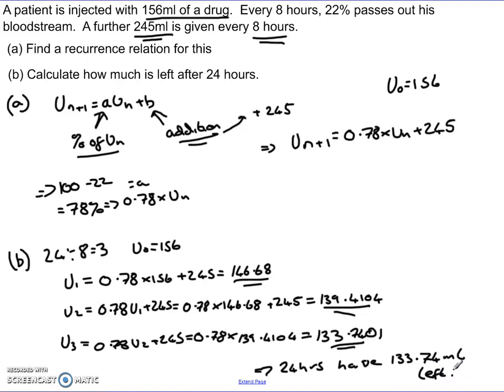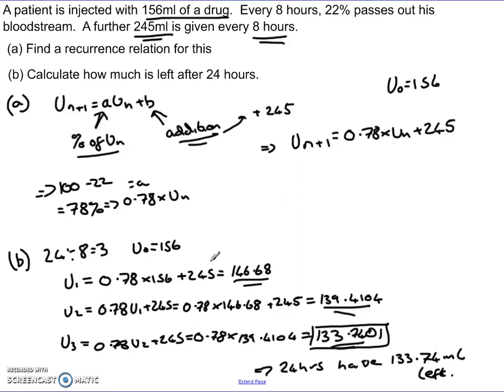We have to make sure we interpret it. We have to put it back into context. There's no point in just leaving it as u3 was this. Great, but what does u3 relate to? What does it mean? What's the point? Well, we know they've got 133.74 millilitres of the drug left in their system. So we can leave it at that.